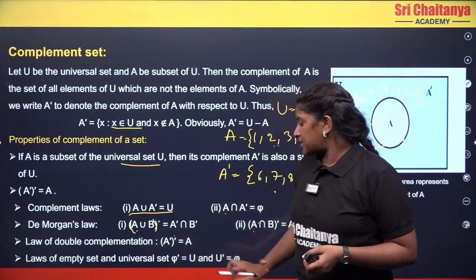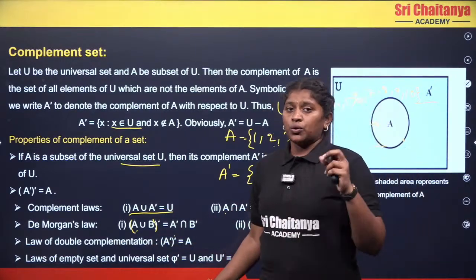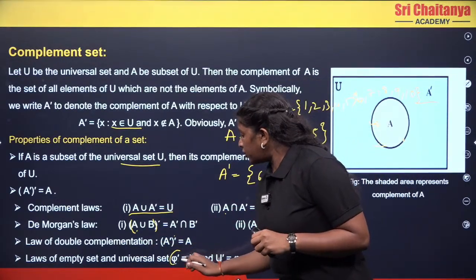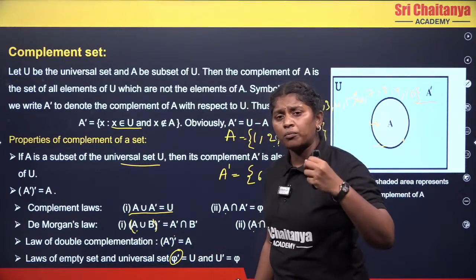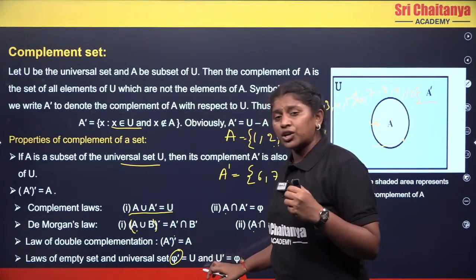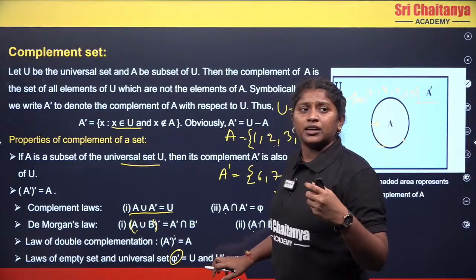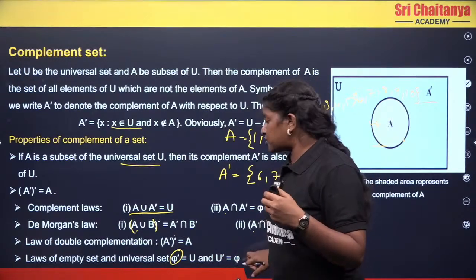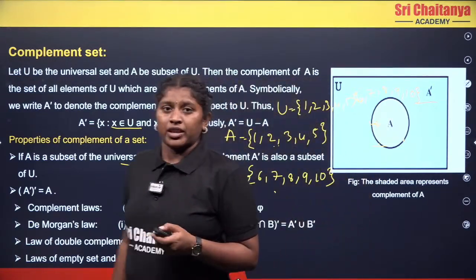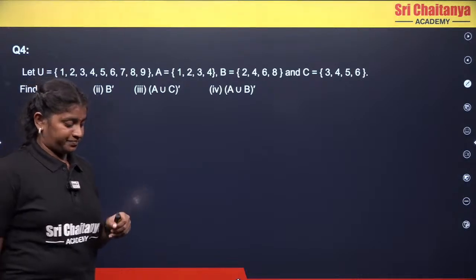And next, the law of the empty set and universal set. Here, if you take the complement of phi, that is, the complement of the null set, it becomes the universal set, and if you take the complement of the universal set, it becomes your null set. Okay. Now let's solve another question.